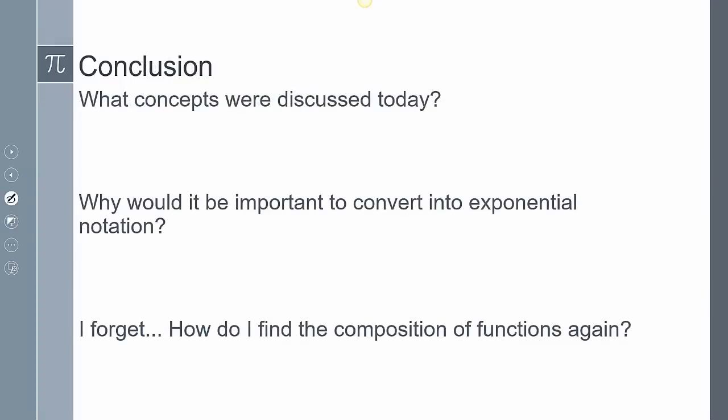So what concepts were discussed today? We examined being able to convert back and forth between exponential functions and root functions. Why would it be important to convert into an exponential notation? And also, how do I find the composition of functions again? I kind of forgot. It's been a while.